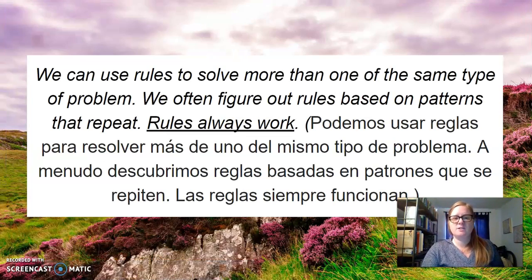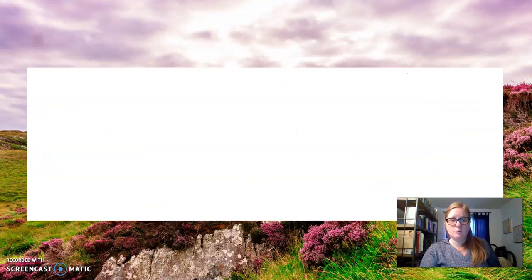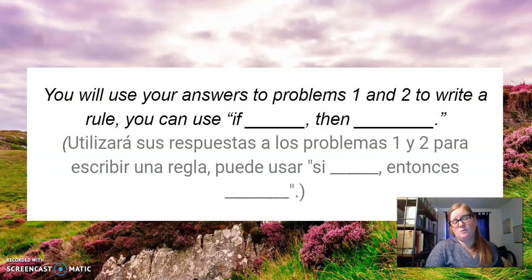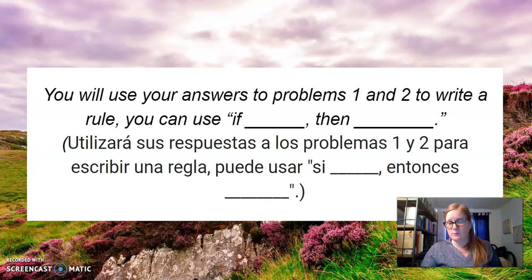We can use rules to solve more than one of the same type of problem. We often figure out rules based on patterns that repeat. Rules always work. So if you're writing a rule, because you will be tasked with writing a rule, you have to think of both problem 1 and problem 2, because whatever the rule is, it should work for both problems, no matter the numerator, okay?